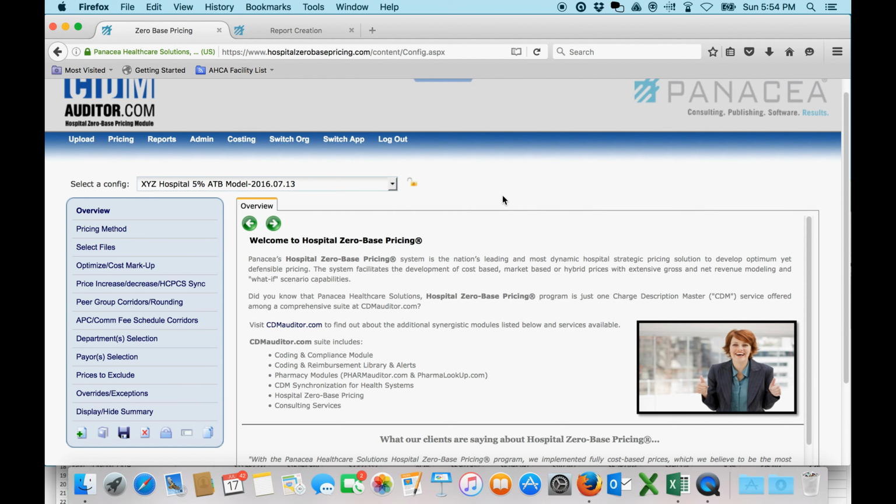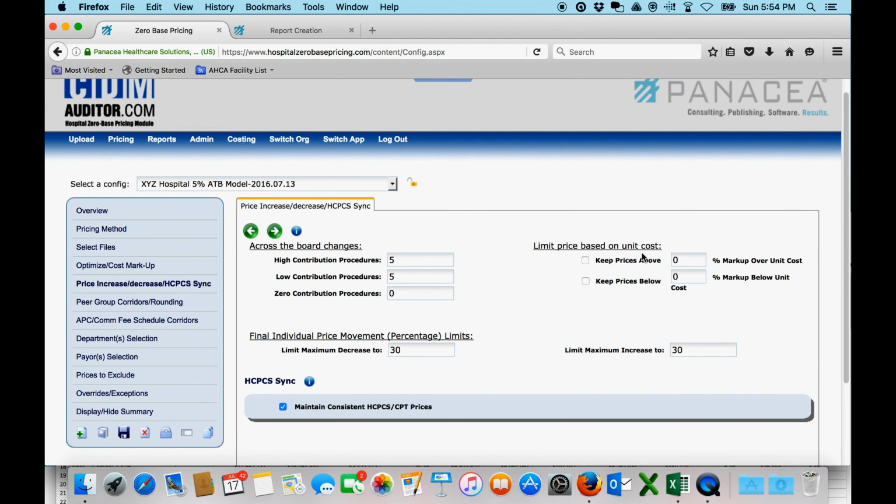Absent the use of zero-based pricing or absent a defensible rational pricing strategy, the hospital typically would do a 4, 5, or 6% across the board increase. And if the goal is to achieve the net revenue increase that would have been achieved if a 5% across the board increase were implemented, but instead rational pricing methodologies, zero-based pricing methodology was utilized, then we would run a 5% across the board model to establish a baseline.